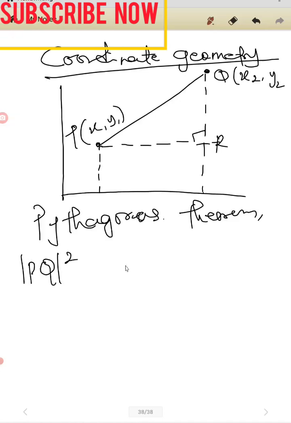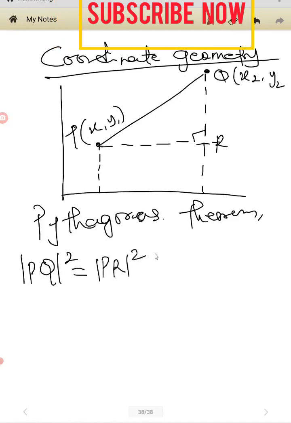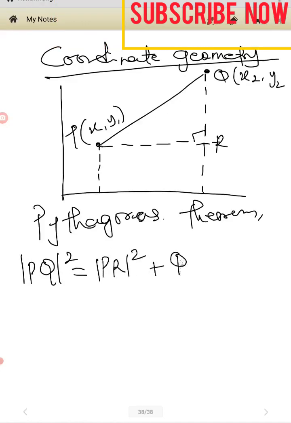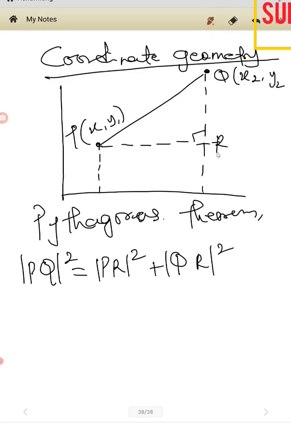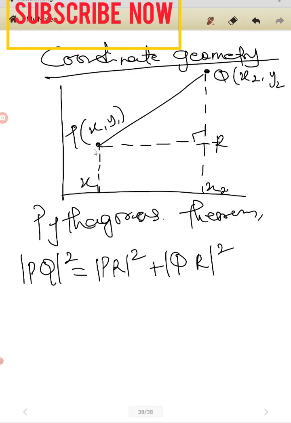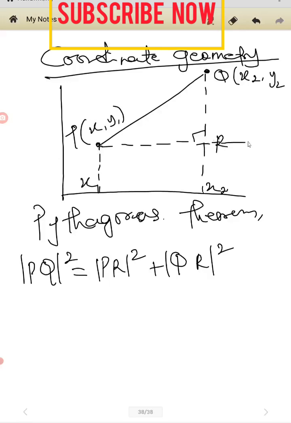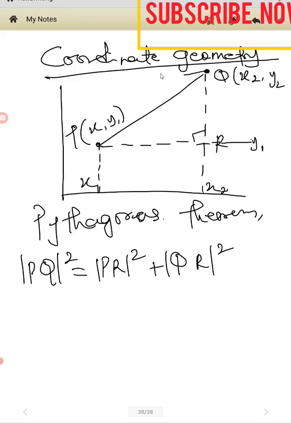you say that the line PQ squared is equal to line PR squared plus QR squared. Now, how do you know this PR? From this point is x1, this point is x2. That's why we have x2 in this line. At this point, we denote y1. This here we denote y2.